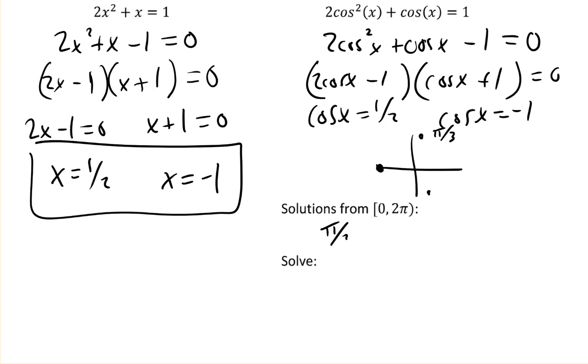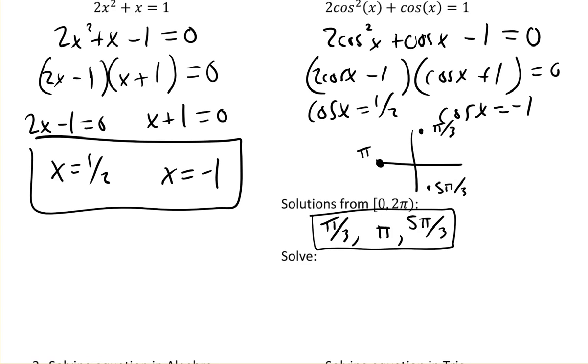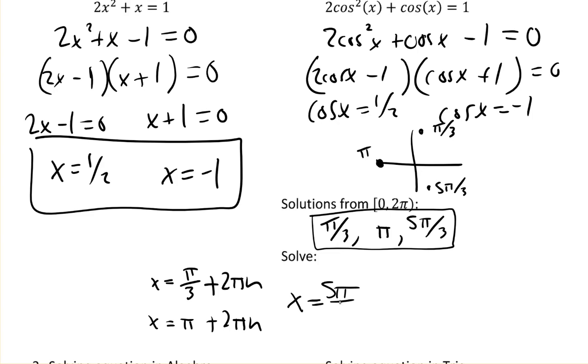looks like one of them would be pi over 3, one of them would be pi, and one would be 5 pi over 3. So that could be your answer to that question, if that's the directions. If the directions say solve instead, it just means you need to say not just pi over 3, but anything coterminal to it, also pi and anything coterminal to it, and also 5 pi over 3 and everything coterminal to it.